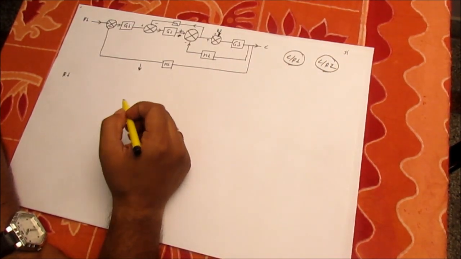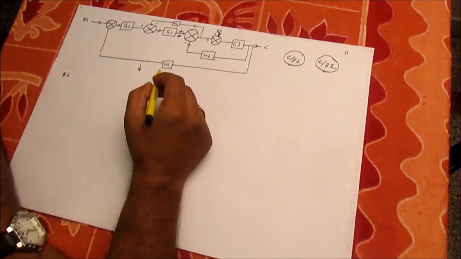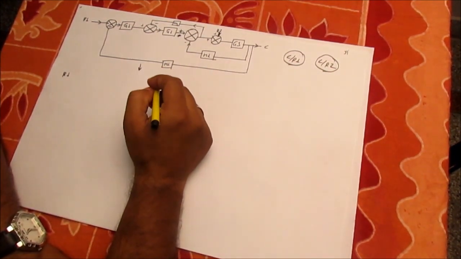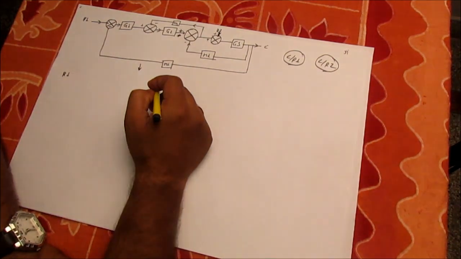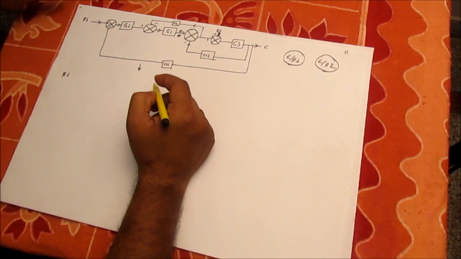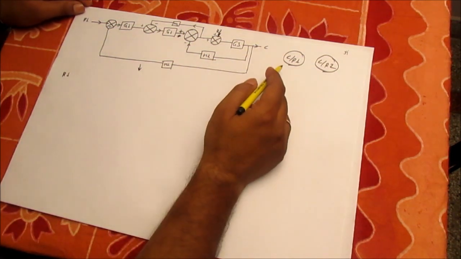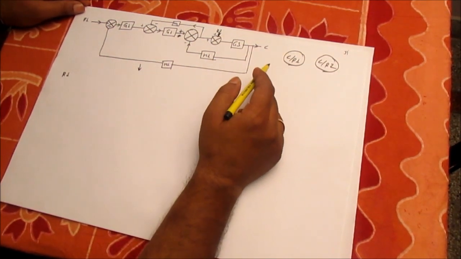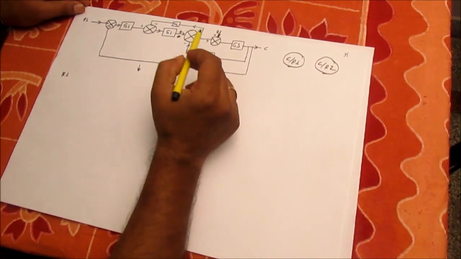We have discussed earlier that to solve a problem which involves multiple inputs, we have to use the superposition principle. That is, we will find the output by taking into consideration one input at a time. So first we have to find C by R1, assuming R2 is 0.